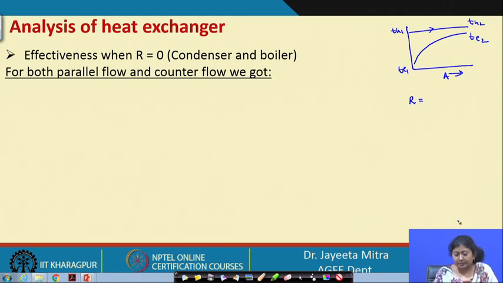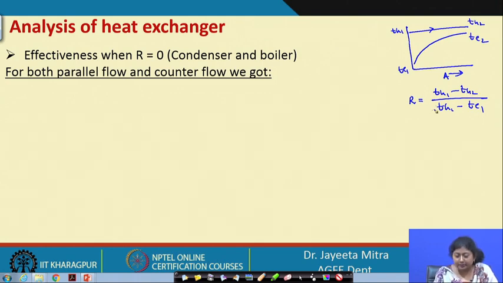Now, what is R? We are getting R as the capacity ratio, that is C min by C max. So, then what will happen that when the temperature of the hot fluid does not change, the maximum possible transfer that we want to have is expressed as TH1 minus TH2 divided by TH1 minus TC1, right. So, TH1 minus TH2 becomes 0 because they do not change.